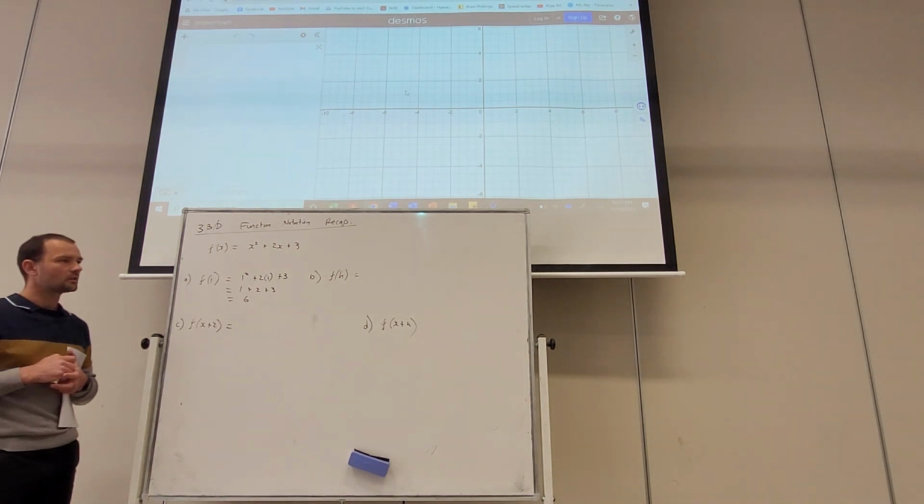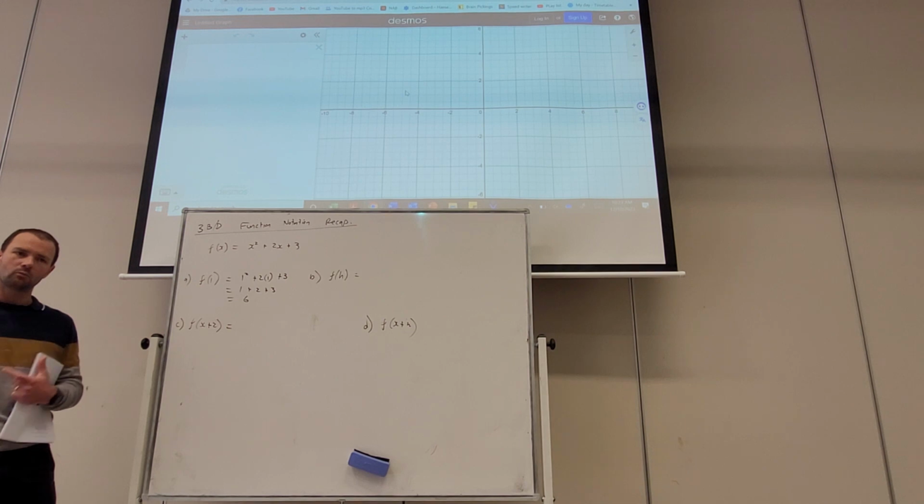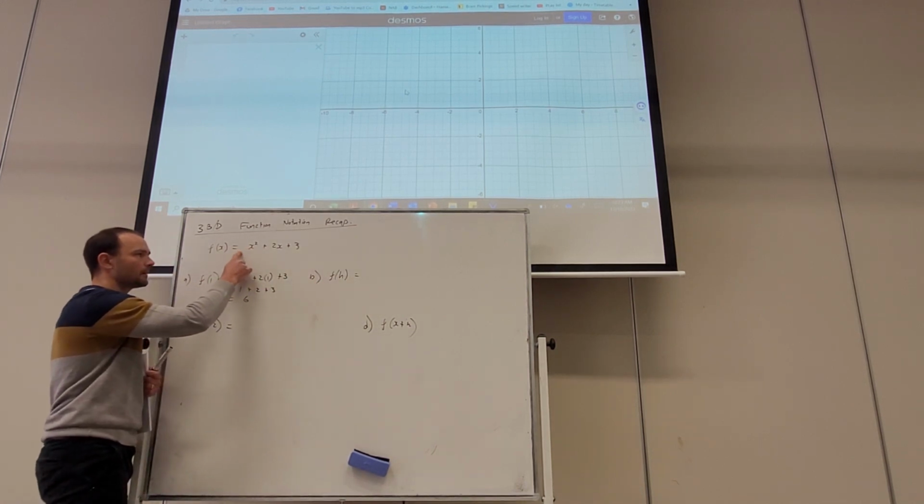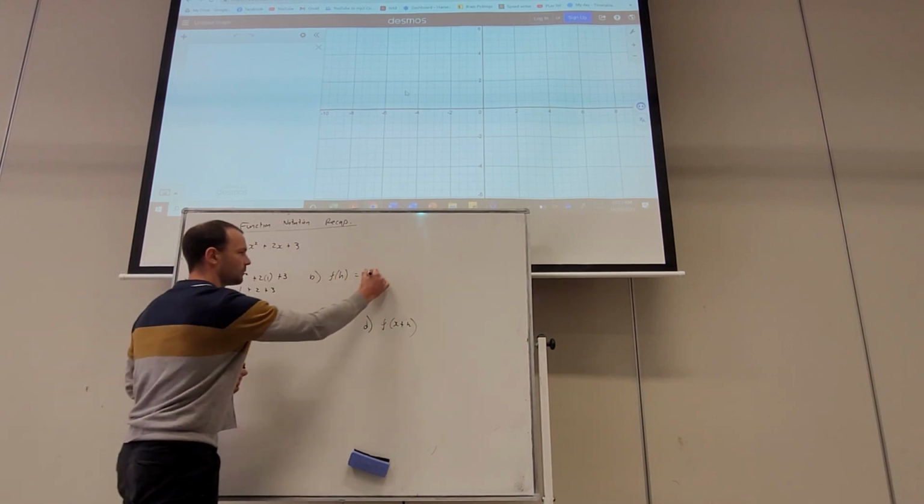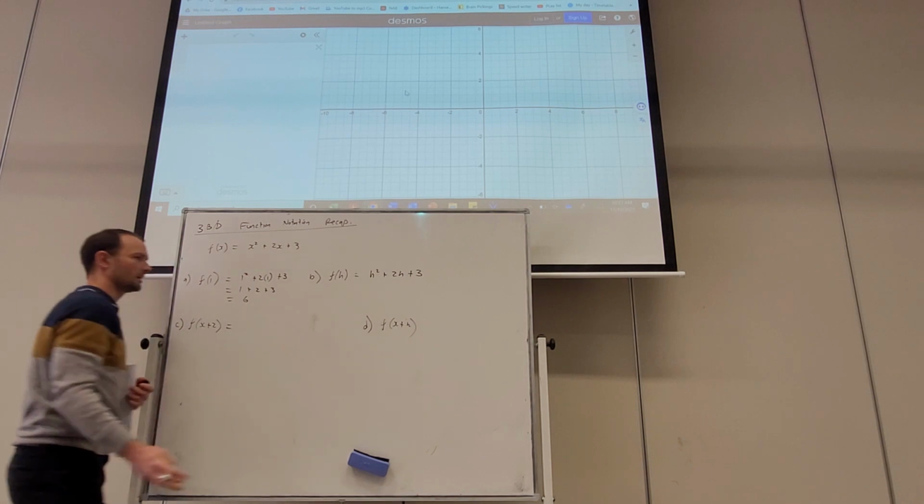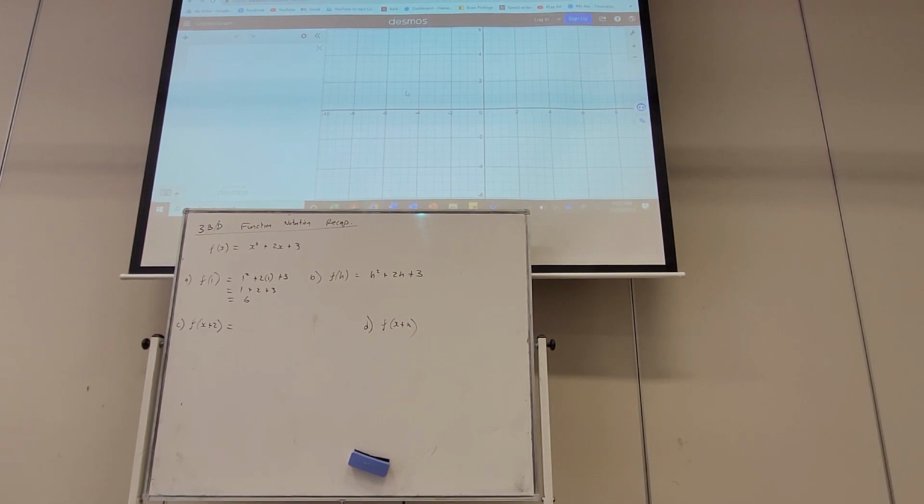Next we're going to have f of h. Just following what we were doing, if we're finding f of h, that means we're going to put h everywhere there's an x. So that would just be h squared plus 2h plus 3. That's the simplest we can write that. We cannot simplify that in any way. Okay, so hopefully we're okay with that.